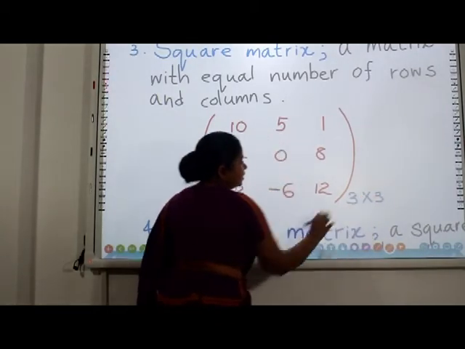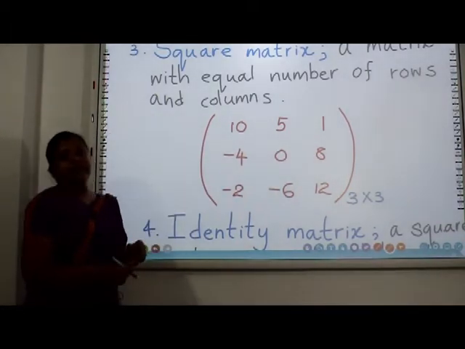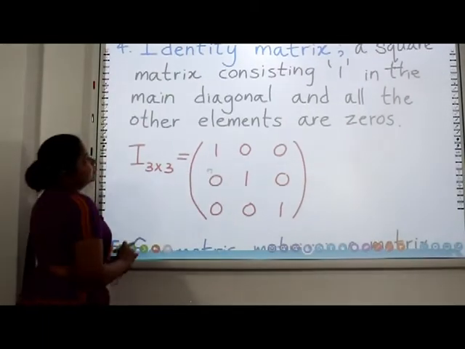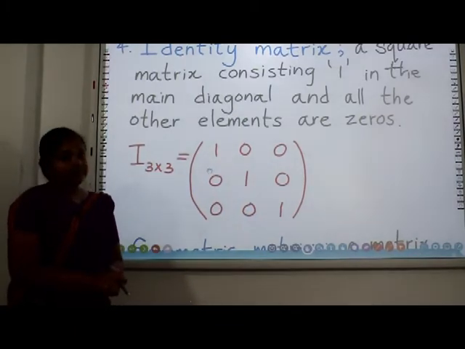3 by 3. The same number comes there. 3 by 3. Now this one is a 3 by 3 square matrix.